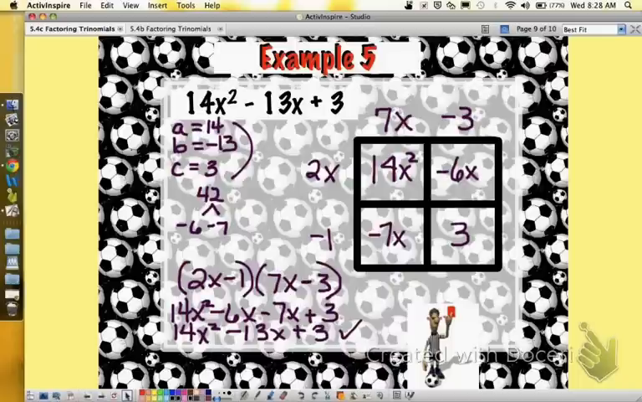And I hope this has helped you in factoring trinomials when A is not equal to 1.